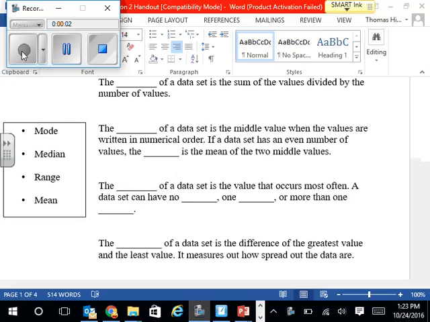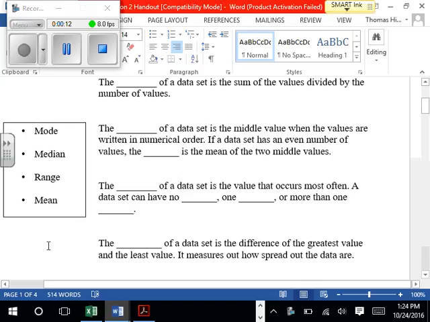What do you think? Which one? Well, let me read. Let's try it this way. I'm gonna read the sentence. Someone tell me if that's yours. The blank of a data set is the sum of the values. The sum, that's important. Put a plus sign.